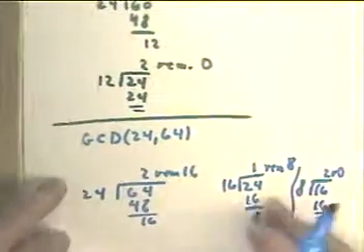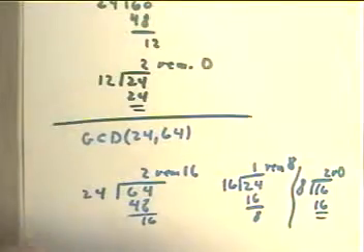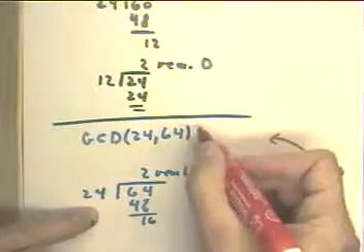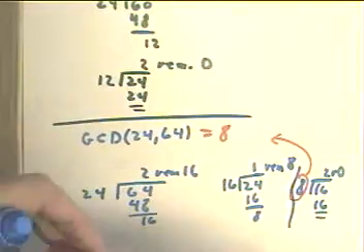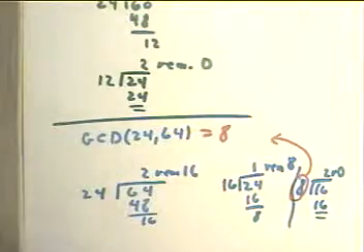Now, when we get down to a remainder of 0 in this process, our last divisor is the greatest common divisor. First time we hit a remainder of 0, we're done, and we've got the greatest common divisor.